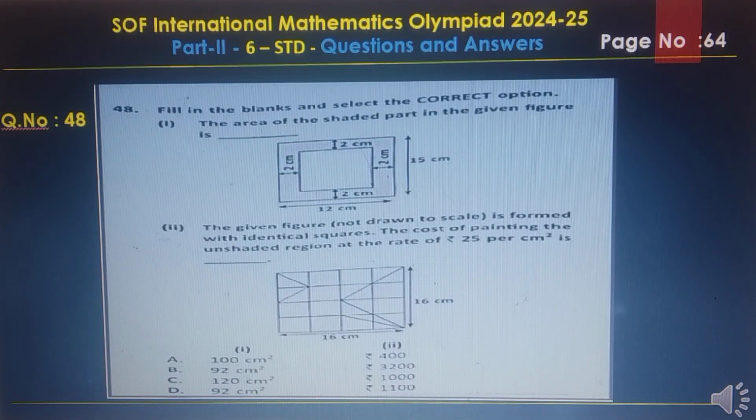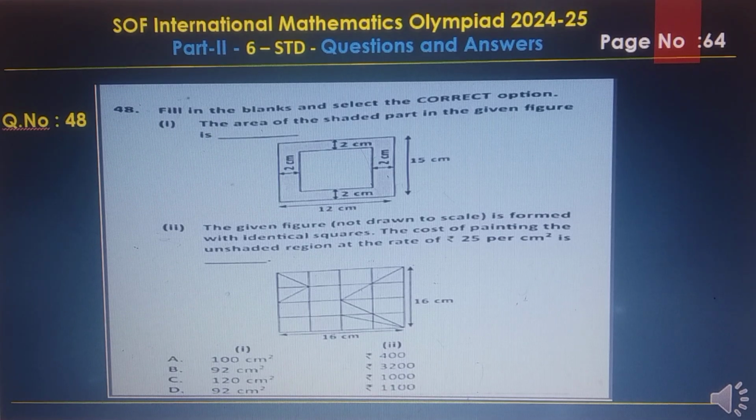Now question number 48. Fill in the blanks. Fill in the blanks and select the correct options. First one: the area of the shaded part in the given figure is. And second: the given figure, not drawn to scale, is formed with identical squares. The cost of painting the unshaded regions at the rate of rupees 25 per square centimeter is.